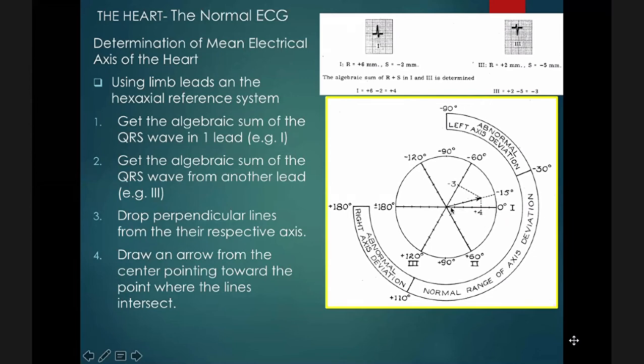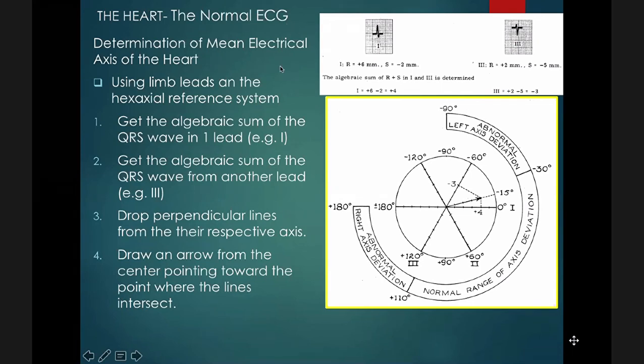But if, for example, lead 1 mo is positive and lead 2 is negative, so somehow the axis will be between 0 to -120. Kaya baka maging, if it's beyond -30 degrees, then magkakaroon ka ng left axis deviation. Now, if the axis is deviated naman towards 110, then magkakaroon ka naman ng right axis deviation. So in this example, ang ginagawa niya is you have to measure the QRS.